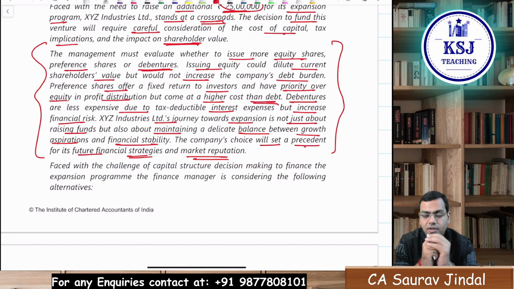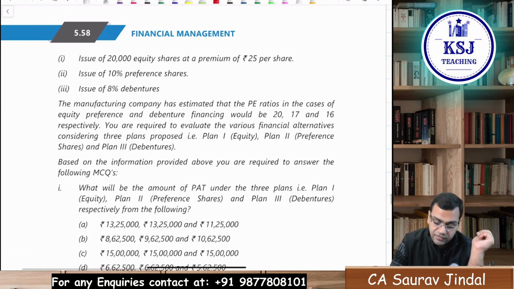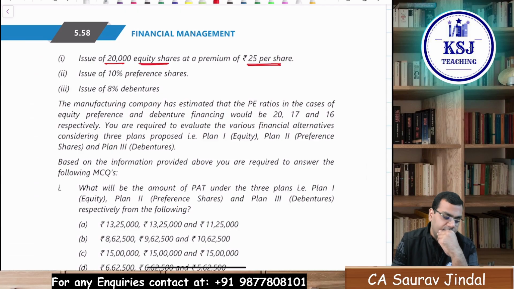Is that clear, everyone? Faced with the challenge of capital structure decision making to finance the expansion program, the finance manager is considering the following alternatives: issue of 20,000 equity shares at a premium of rupees 25 per share. Okay, sir, 20,000 new shares will be issued. Issue of 10% preference shares or issue of 8% debentures.